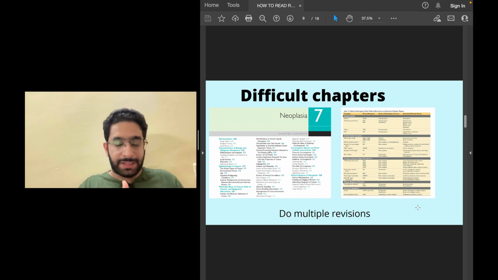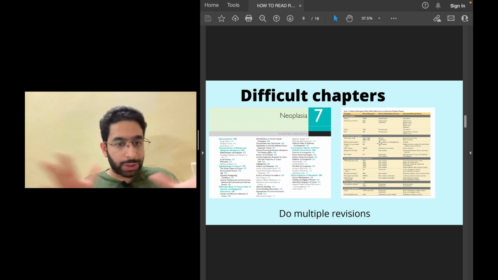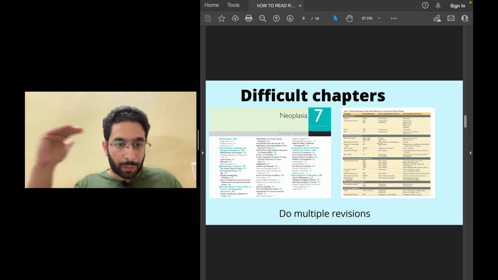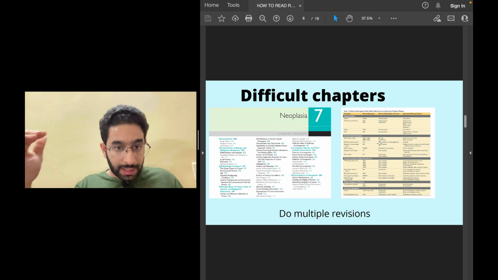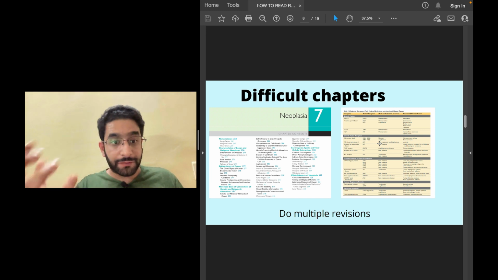For example, the neoplasia chapter is difficult. You will see some of these tables, so many growth factors, so many oncogenes and so forth. But this sort of chapter requires multiple revisions. There is no shortcut. The INICET topper is not a superhero. He is just an ordinary student like you, but he has done multiple revisions of difficult things.